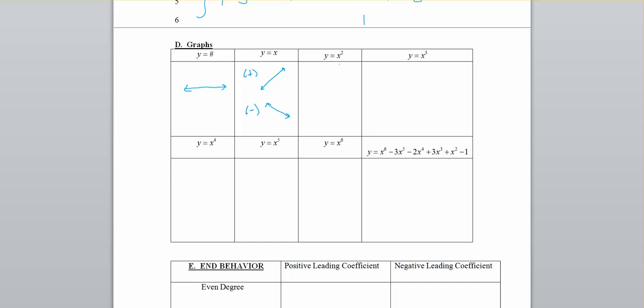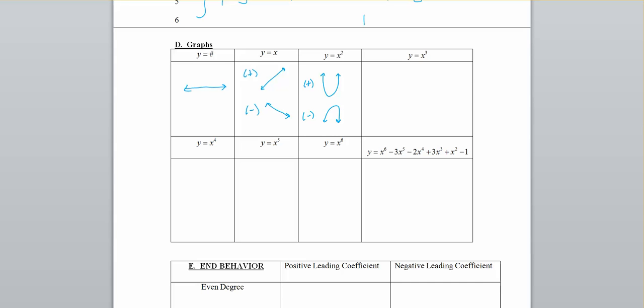X squareds we should be familiar with as well. We know those are quadratic functions, and so they're going to be parabolas. So my x squareds are going to be facing up. However, that's if I have a positive x squared, right? We talk about that a value. If it's positive, it's a smiley. If it's negative, it's a frowny.